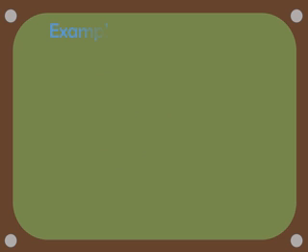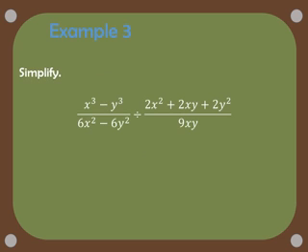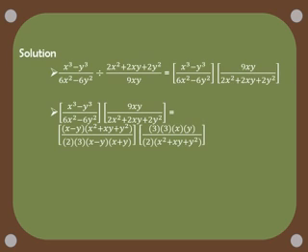Very last example is to simplify x cubed minus y cubed over 6x squared minus 6y squared divided by 2x squared plus 2xy plus 2y squared over 9xy. So again, we need to find the reciprocal of the divisor, which is 9xy over 2x squared plus 2xy plus 2y squared, multiplied to the dividend, which is x cubed minus y cubed over 6x squared minus 6y squared. So our next step is to factor out the numerators and denominators.